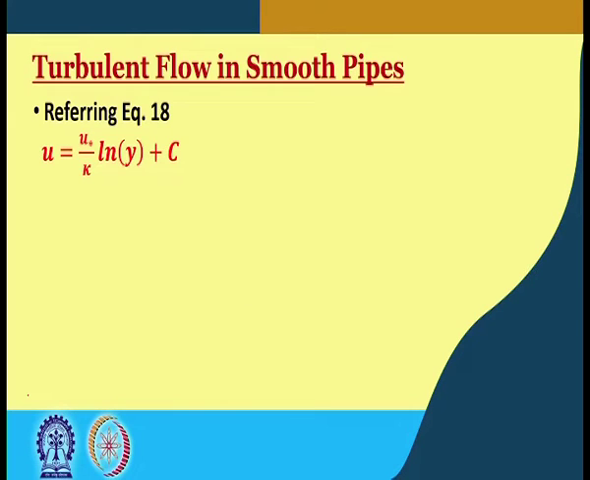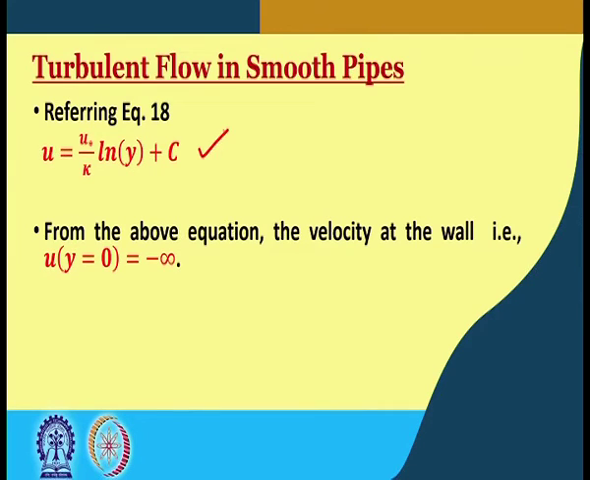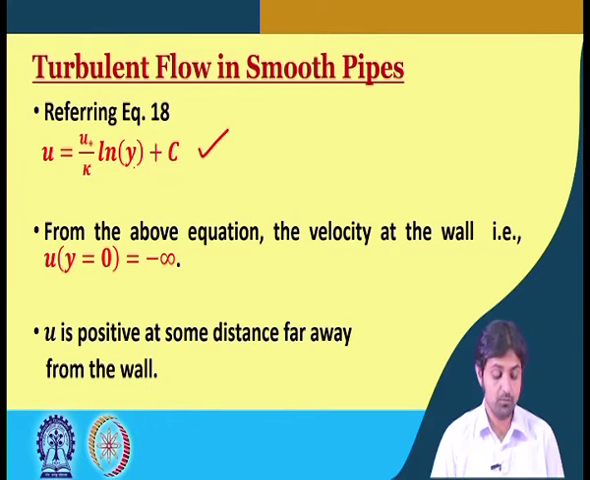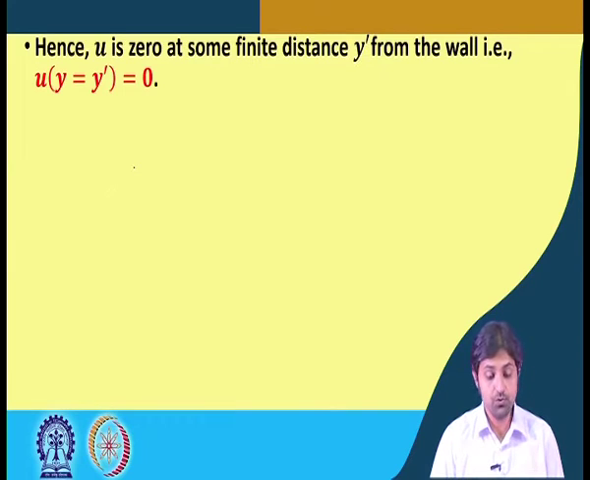What we had found out was u equals u star by kappa ln y plus c, equation 18 in this particular week's lecture. From the above equation, the velocity at the wall, u at y equal to 0, will be minus infinity, correct, if we put y equal to 0. So ln 0 will be minus infinity. U is positive at some distance far away from the wall. Hence u is 0 at some finite distance y prime from the wall, that is, u at y prime is equal to 0.